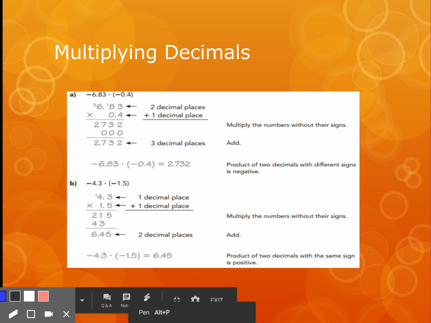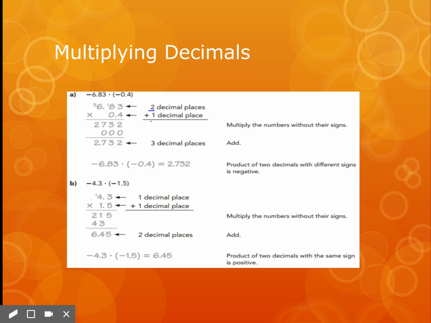Okay, so part A here, we have a negative 6.83 times a negative 0.4. So then just write it down vertically here and notice that in 6.83, there's 2 decimal places, and in 0.4, there's 1 decimal place. So now you're going to ignore that, and then they just multiply regularly. 6.83 times 4. They did 0.4 and added all the zeros here, but you all know that 0 times anything equals 0. So when they did 6.83 times 4, they got 2,732. So now we have to put the decimal back in.